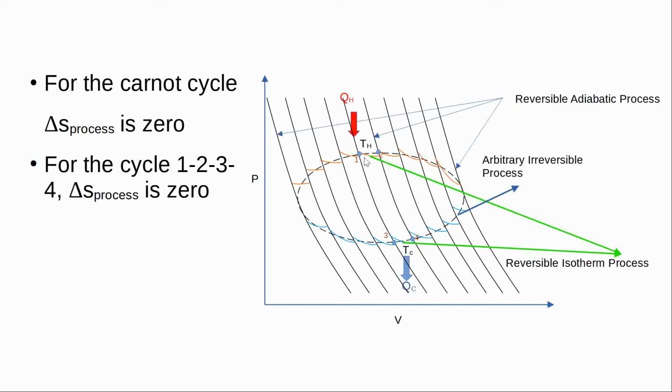Now the small portion of the irreversible cycle which has been approximated with the Carnot cycle, we can therefore conclude that for that process also delta S process is nothing but 0, or the change in entropy for that cyclic process, a small portion of this process, is also 0.